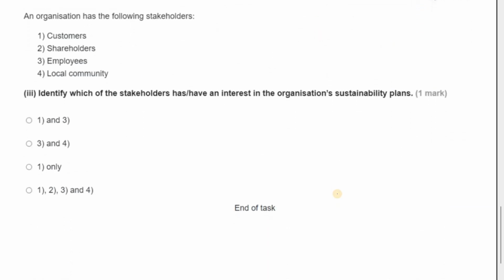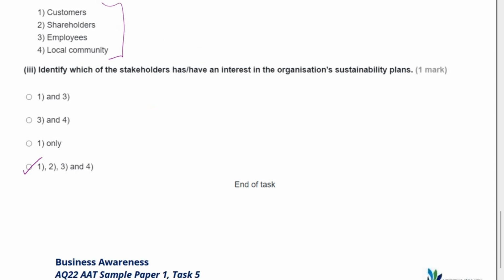And the last part of this task then, we're told an organisation has the following stakeholders: customers, shareholders, employees and local community. The question asks us to identify which of the stakeholders has or have an interest in the organisation's sustainability plans. Well, all of these stakeholders will be interested in sustainability plans because they will have their own interest in the business and therefore they would have their own interest in how sustainable that business is. And that brings us to the end of task 5.